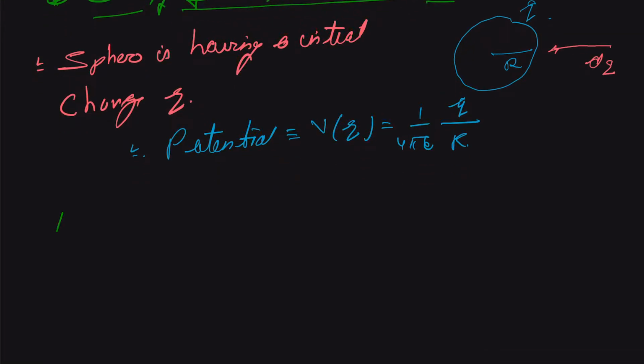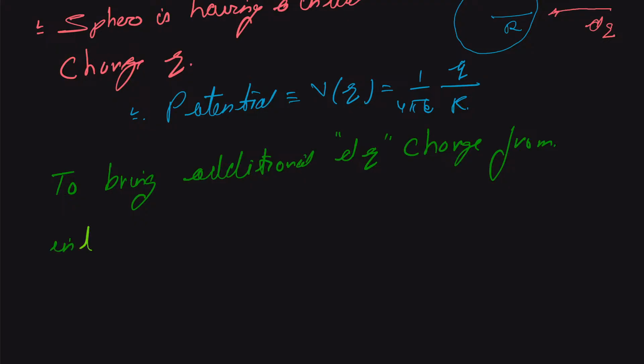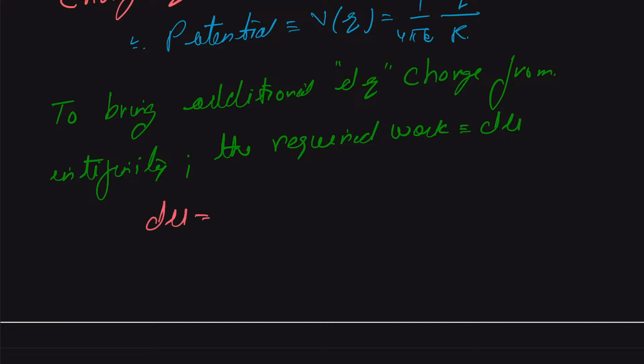To bring an additional dq charge from infinity, the required work, or we can say energy, let us call that work part of our energy, that is our dU. Therefore we can say that dU will be equal to the potential because of charge q times dq. So this comes as 1 upon 4 pi epsilon naught q upon r times dq.